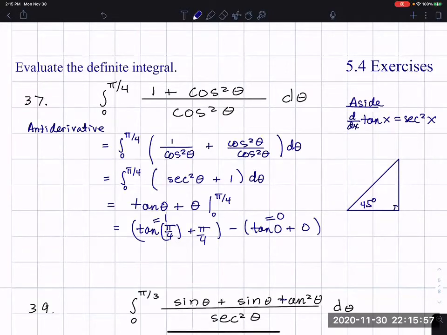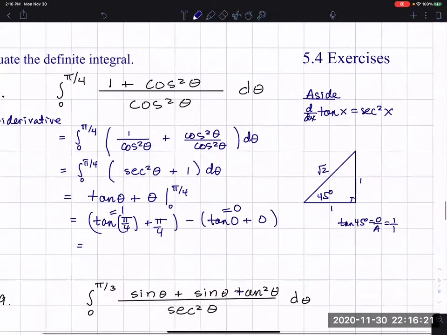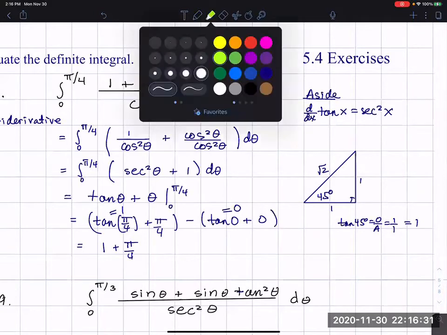And sometimes I set up the triangle like this, where we should all know that this is an isosceles right triangle. So I have whatever sides, I made them 1 and 1. I can find the hypotenuse by the Pythagorean theorem. And then tangent is opposite over adjacent, so that's just 1 over 1, and that equals 1. So anyway, I get 1 plus pi over 4, tangent pi over 4 is 1, and minus 0, and unless I'm missing something, that should do it.